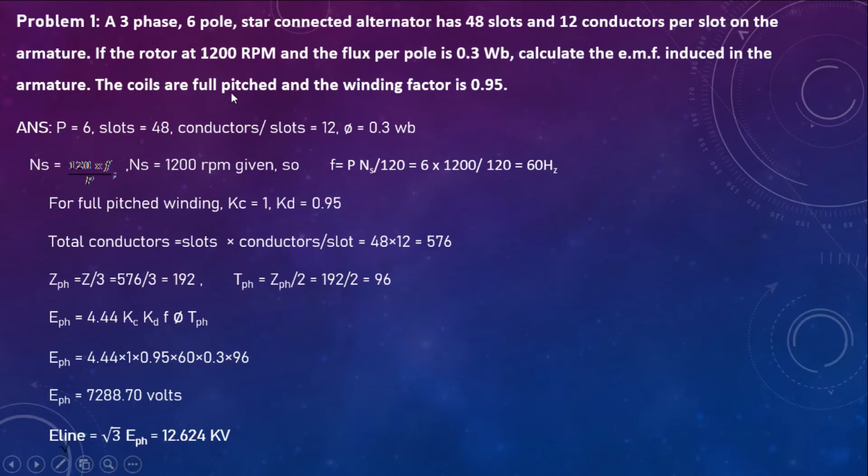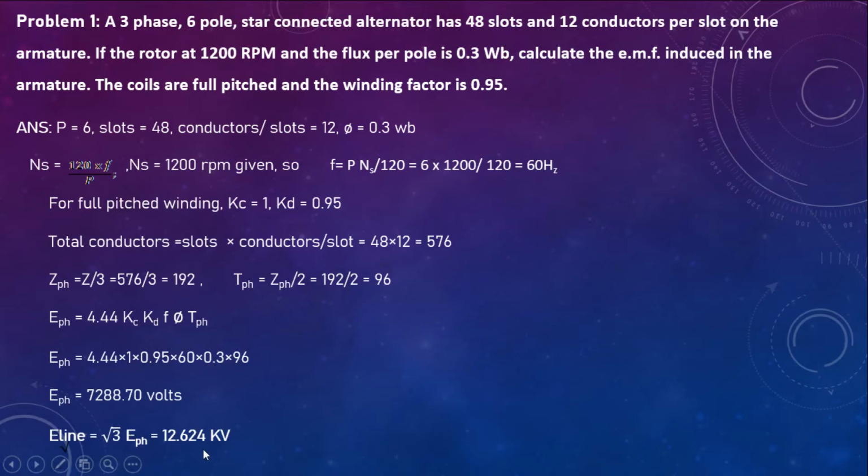Then you have to find out Kc and Kd. How can we find Kc and Kd? In the problem it has been given as full pitched. If it is a full pitched coil, there is no alpha, there is no short pitch, alpha is equal to 0. So Kc is equal to 1. When it is a full pitch coil, Kc is equal to 1. What about Kd now? Kd is the same as 0.95. Why? Winding factor is equal to Kc into Kd. If Kc is equal to 1, Kd is the same as the winding factor. So 0.95. By substituting all these values, you will get 7288.70 volts E phase.